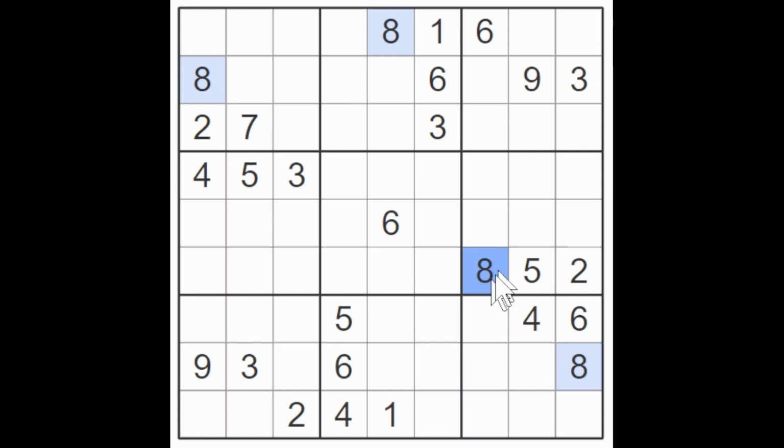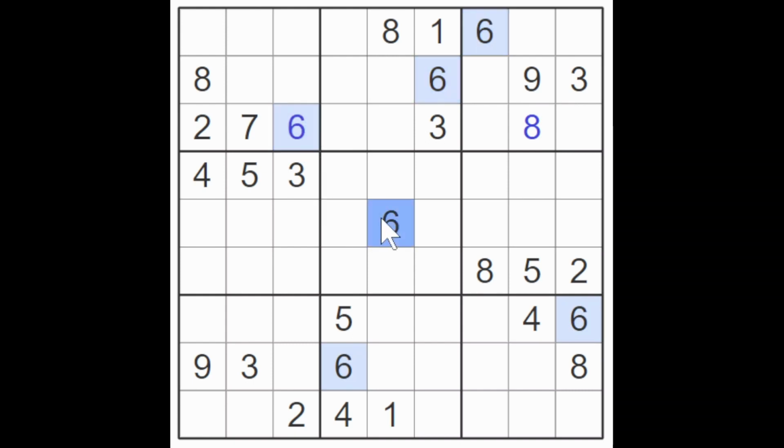There's an 8 here and here, and there are two 8s here blocking all of these cells here. And therefore an 8 must go here for column 8. This cell must be a 6 because of these two 6s.